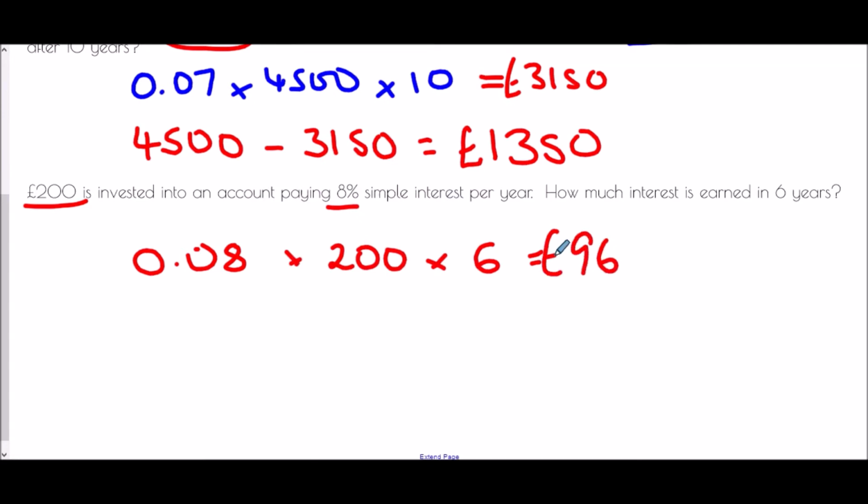And we just need to check, do we need to do anything with this? Is it adding on, subtracting? Well, the question was how much interest is earned, and therefore this is the final answer. That is the interest that we would earn on the investment.